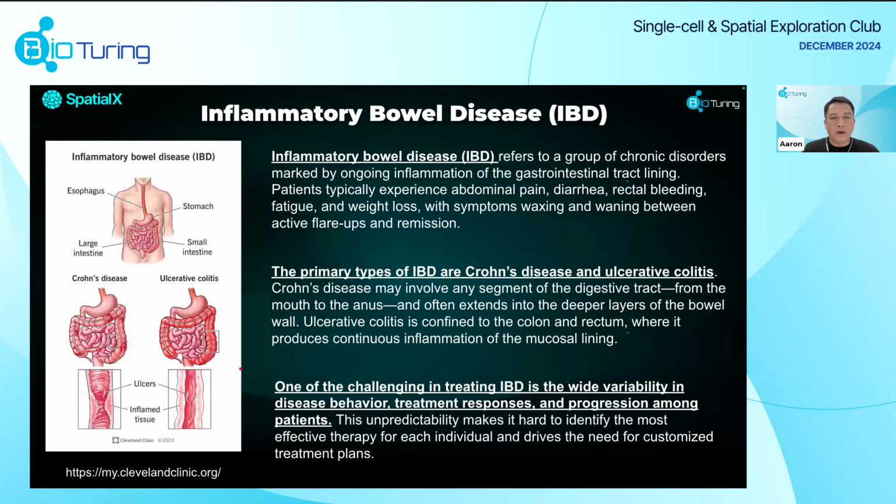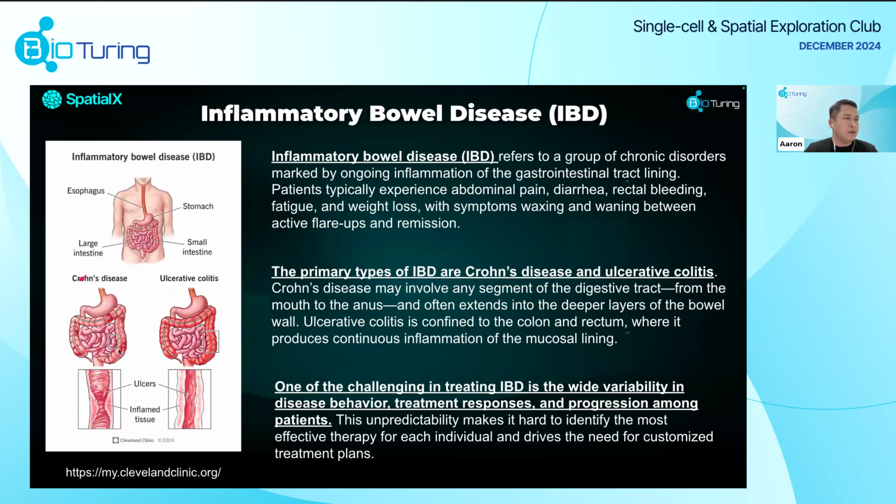So for everyone to be on the same page, I'll give some information about the disease we're going to focus on today. Inflammatory bowel disease is a group of chronic disorders marked by ongoing inflammation in the GI tract, and patients usually experience abdominal pain, diarrhea, rectal bleeding, and fracture. There are two main types of IBD, which are Crohn's disease and ulcerative colitis, depending on the area of the intestines affected.